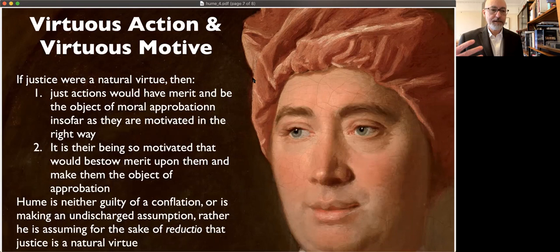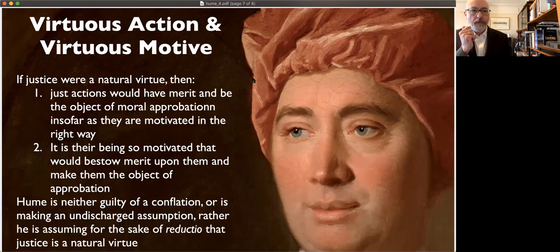The main takeaway, the main thing we want to take away from it, is what we learn about the nature of the natural virtues. And I think if you just held in mind these two conditions, that natural virtues have merit insofar as they're motivated in the right sort of way, and their motivation bestows merit upon that action. Focus on those two conditions. The argument can be understood as saying that justice fails to satisfy those two conditions. If natural virtues satisfy these two conditions and justice does not, it follows that justice is not a natural virtue. So that's, I think, the easiest way to summarize the main point of this argument.